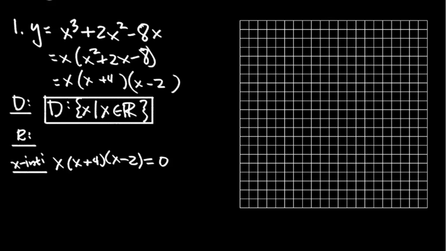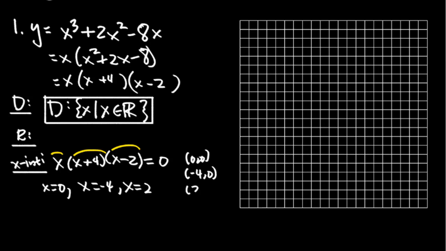And then let's see. If any of these is 0, then we get 0. So if x is 0, if x plus 4 is 0, and if x plus 2 is 0, then the whole thing is going to be 0. So what makes that happen? x equals 0, x equals -4, and x equals 2. So the coordinates are (0, 0), (-4, 0), and (2, 0).